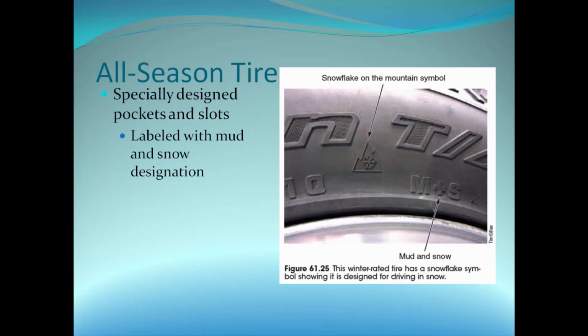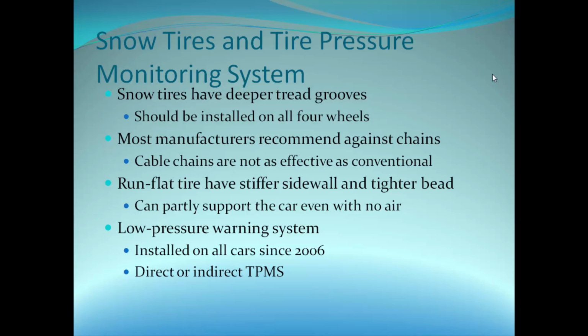Also, we have here M plus S, which is mud and snow, all-season tire, and the snowflake on the mountain symbol, with specially designed pockets and slots labeled with the mud and snow designation. Also, snow tires and the tire pressure monitoring system. Snow tires have deeper tread grooves and should be installed on all four wheels. That's why driving in snow conditions is completely different from other conditions. Most manufacturers recommend against chains. Cable chains are not as effective as conventional ones.